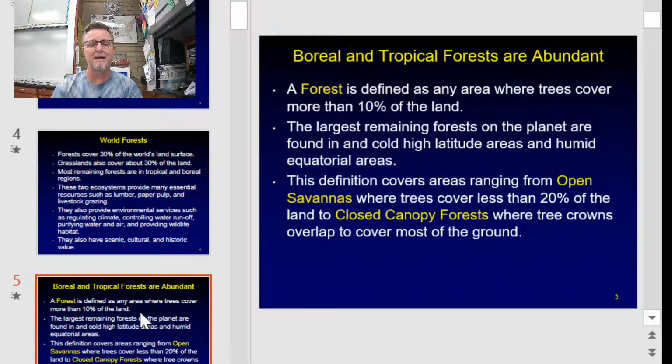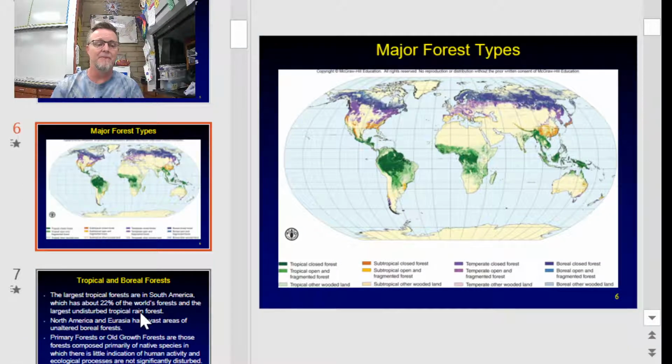Now, of the forests that are out there, to be defined as a forest, you have to have an area where trees cover more than 10% of the land. The largest remaining forests on the planet are actually found in cold, high latitude areas and humid equatorial areas. Using the definition of forest that I gave you, we end up looking at areas that span the globe from the open savannas, where trees cover less than 20% of land, to closed canopy forests where tree crowns actually overlap. This map will give you an idea of just the broad expanse of forests across the globe.